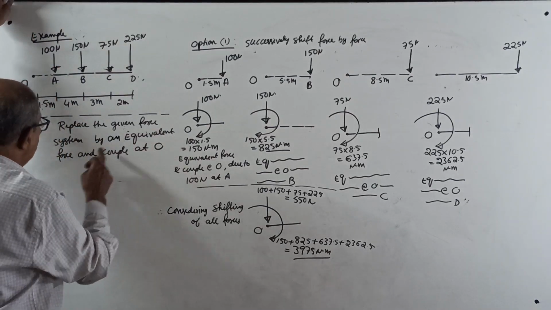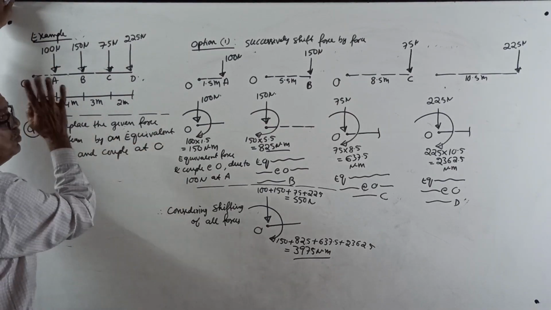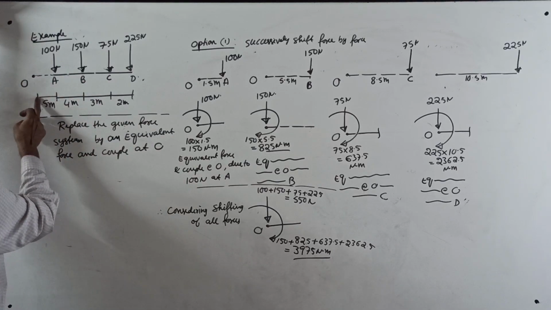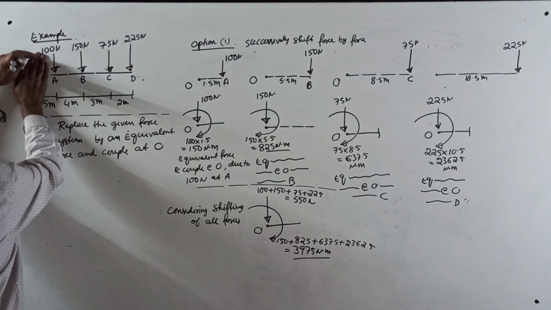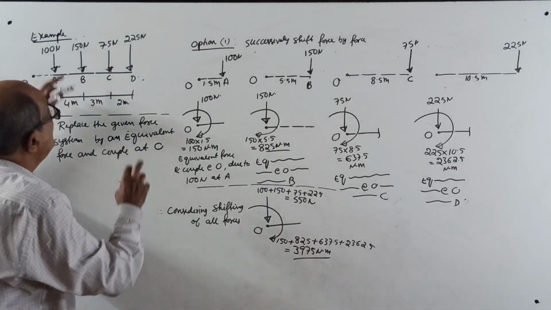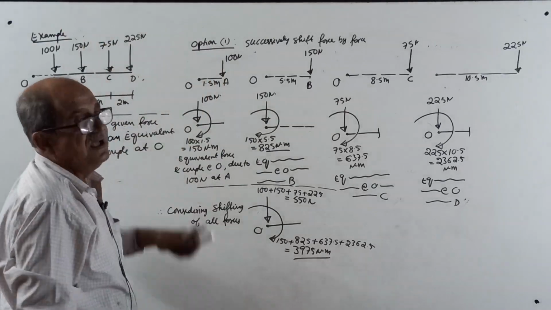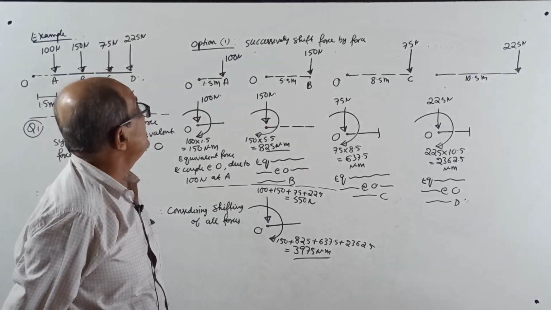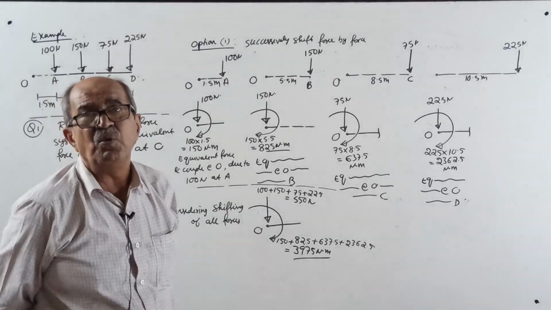By an equivalent force and couple at O. O is a new point. They wanted 1.5 from here. See, this is a given force system. Somebody wants to shift it to point O. Okay, now, option 1. Very simple. Successively shift force by force.